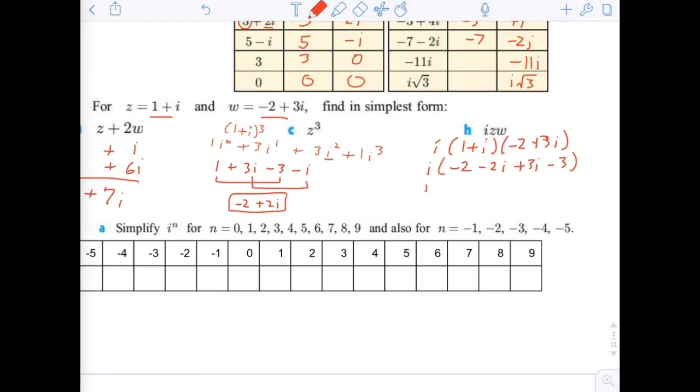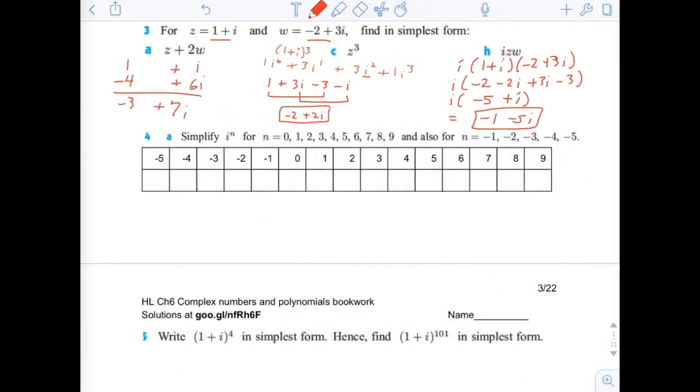Now I'm going to try to simplify the inside. So negative 2 minus 3 is negative 5. Negative 2i plus 3i is plus i. Now I'm going to multiply i times negative 5. I get negative 5i. And I multiply i times i, and that gives me negative 1. So my final answer would be that.